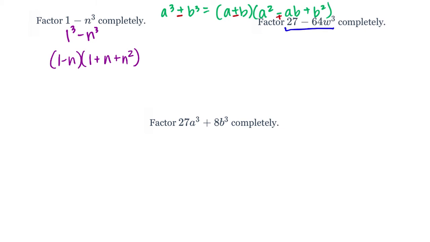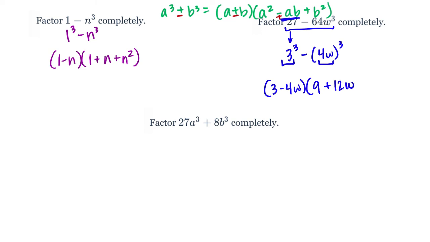Okay, this next one, 27 is the same thing as 3 to the third. And then 64 is 4, and the w is also to the third. So 3 operates like my a, and 4w operates like my b. So I'm going to have 3 minus 4w, and then I'm going to have 3 squared plus, and then this is a times b, so 3 times 4w, that's 12w, and then my last term squared, so 16, and then w squared.